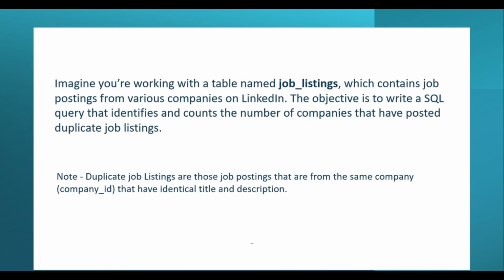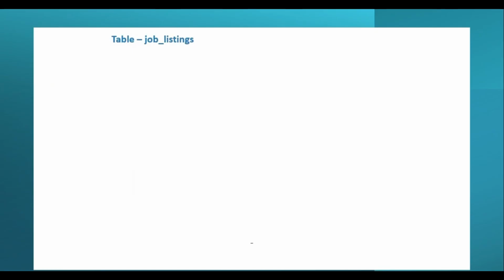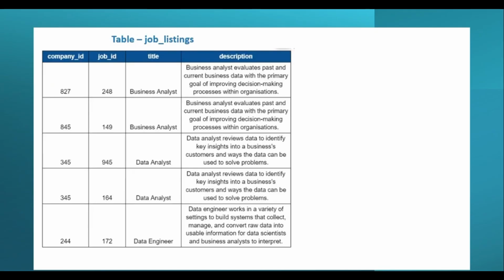Let's now take a look at the input table and the output table. The input table has 4 columns: job ID, company ID, title, and description. Since we have to find duplicate job postings, that are job postings from the same company having identical title and description, in this table, if we look at the company with company ID 345, in rows 3 and 4, it has two job listings, 945 and 164, with the same title, data analyst, and the same description.